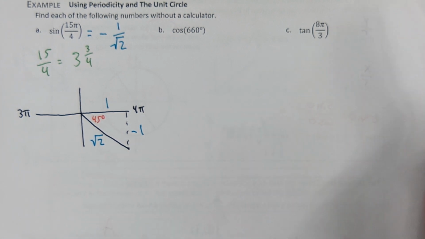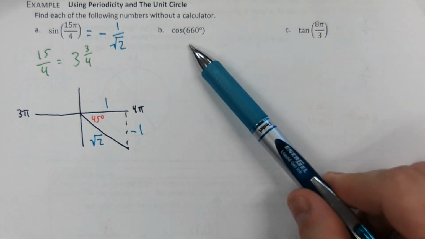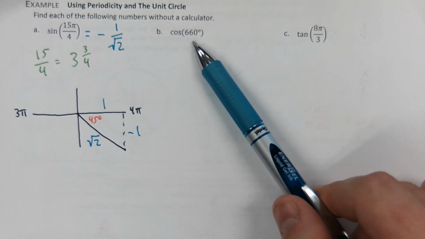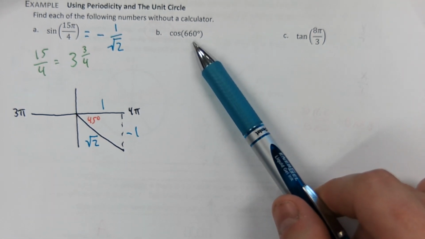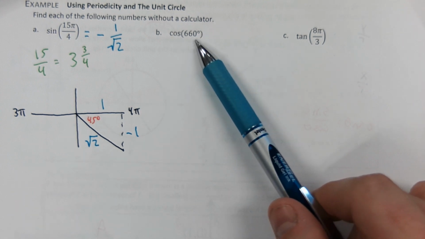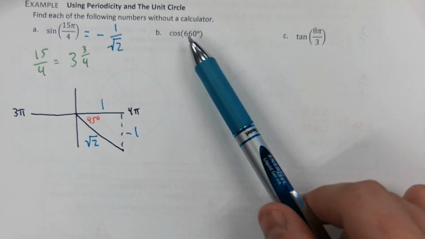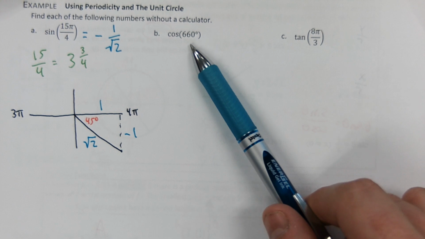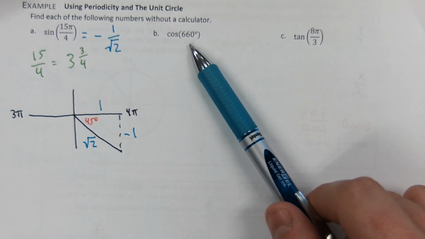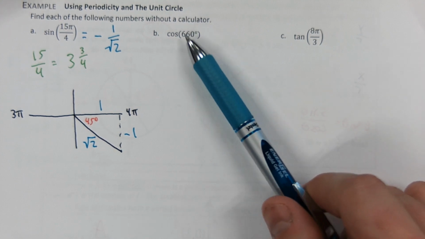Which one spooks you more? 660 degrees or 8 pi over 3? What quadrant is this in? You don't know? See how crummy degrees are? Notice that it's 300 degrees more than 360. Quadrant 4.